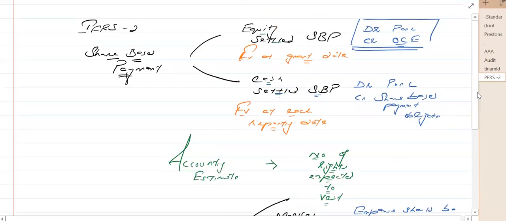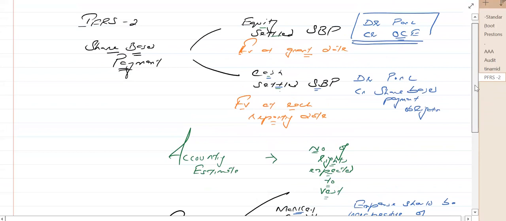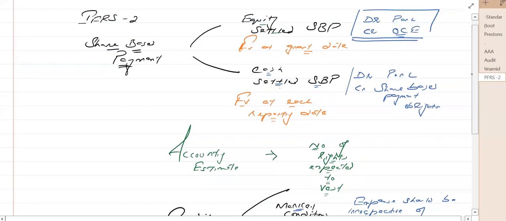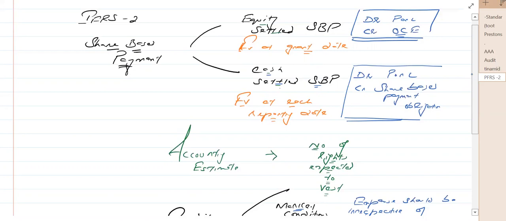So yes, the equity settled share-based payment and cash settled share-based payment have different treatment. In the equity settled payment, the treatment is that expense is recorded alongside the corresponding equity. And in the cash settled, expense is recorded alongside the corresponding liability. So there's a difference in the treatment here. Here we have the expense and the equity. Here we have expense and the obligation.